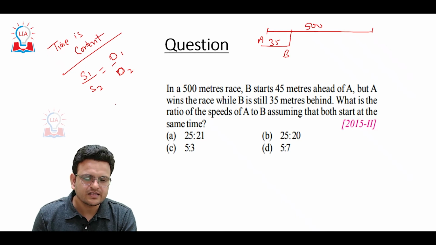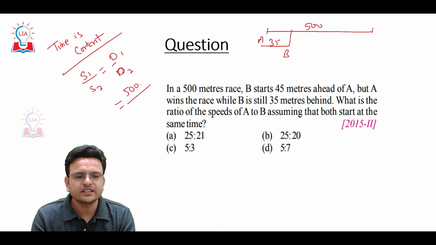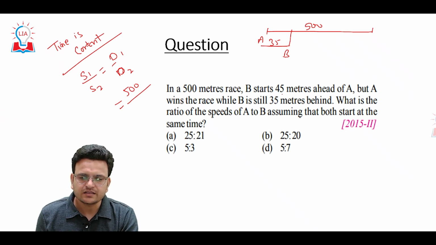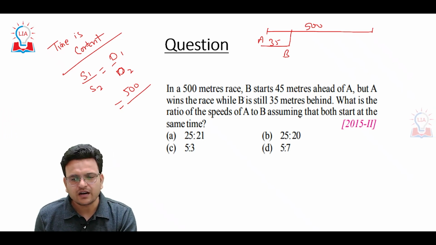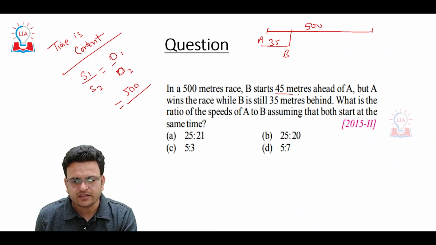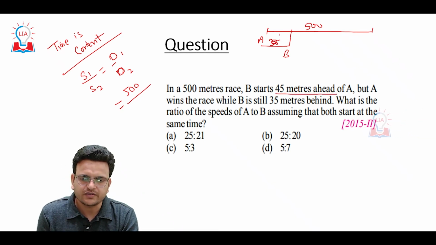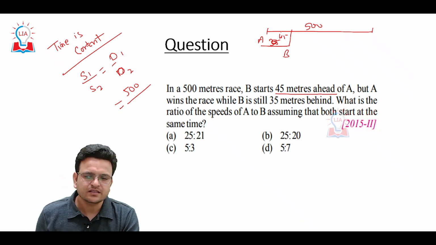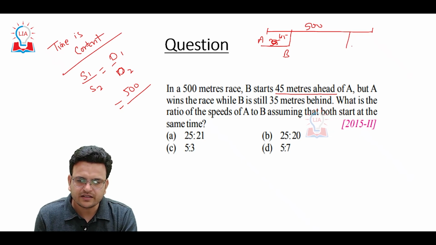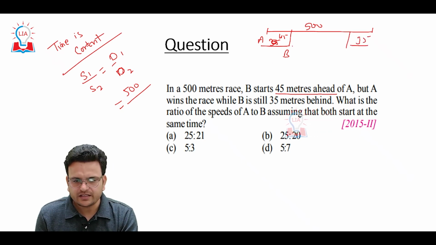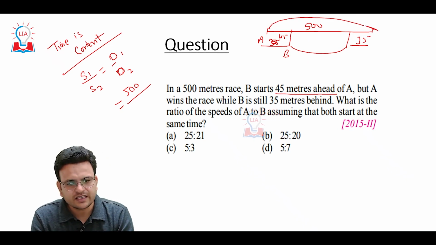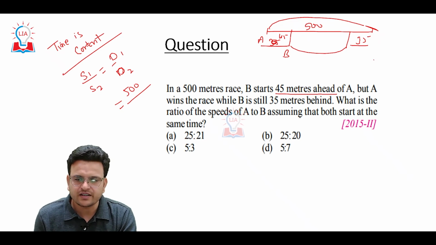So how much distance did A cover? 500 meter. And how much distance did B cover? In a race, B starts 45 meter ahead of A, that is 45 meter, and A wins the race while B is still 35 meter behind. So it simply means A has covered 500 meter. In the same time, how much distance has B covered? B has covered only 500 minus 80.